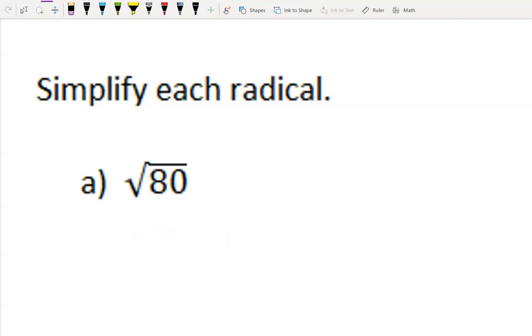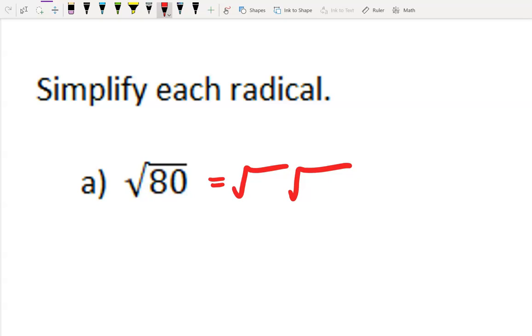Again, that's not what this is asking. It is not saying estimate the radical. It is saying to simplify. This is new. So what you need to do is divide this radical into 2 parts. The first part is going to be the part that is the perfect square. The second part is what's left over.